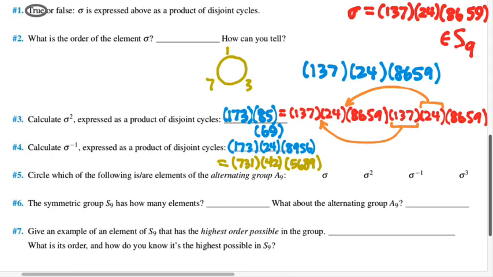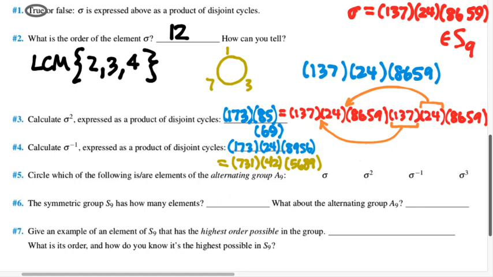Okay, cool. Let's talk quickly about order. What is the order of this permutation? 12. And why was it 12? Because the least common multiple of 2, 3, and 4 is 12. And what are these 2s, 3s, and 4s? Where are those coming from? The length of each individual cycle. They're the lengths of the cycles.